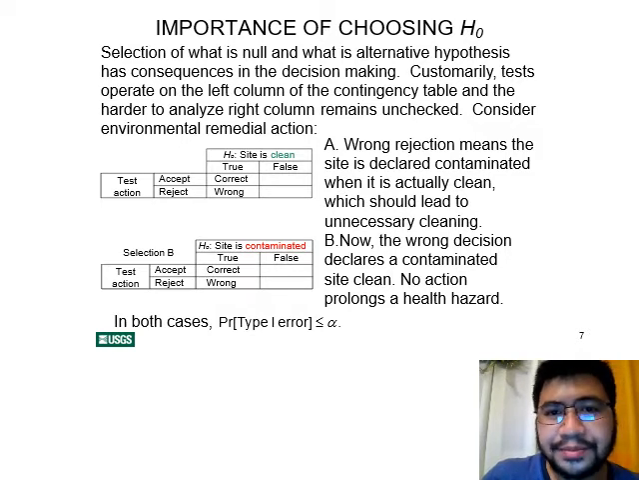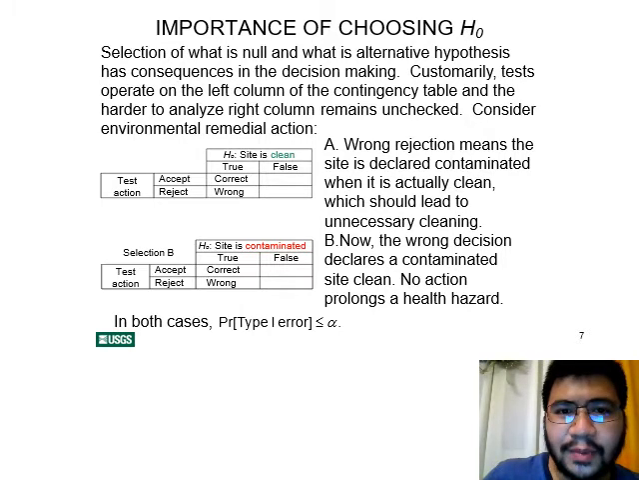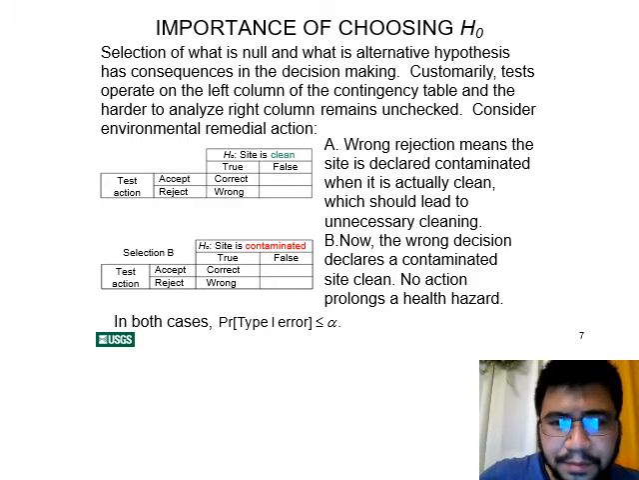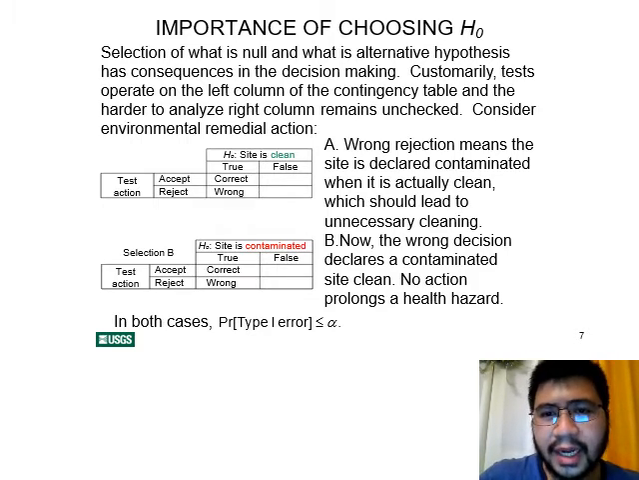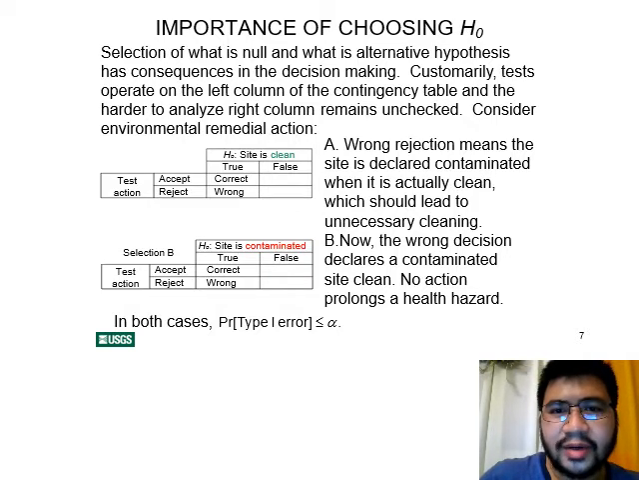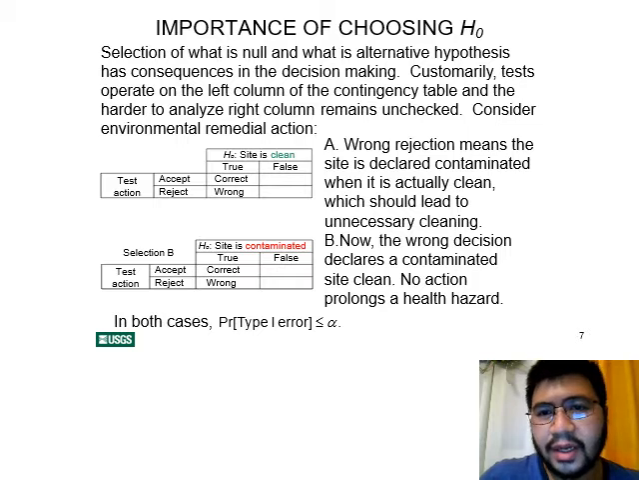Now let's have an example. Our example is environmental cleanup, where we have a potentially contaminated site, and the choice of null hypothesis will influence the outcome of our actions after we do the statistical testing. So we have here two cases on how we can phrase the null hypothesis. So we have case A and case B.